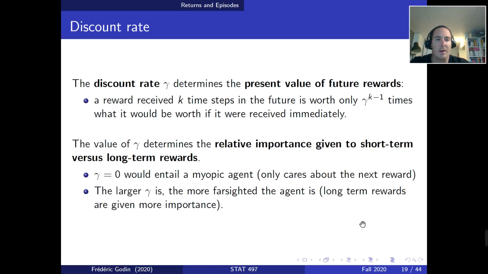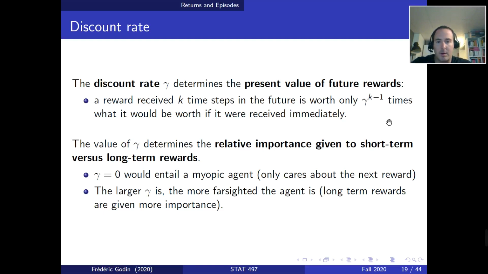Okay, now the discount rate, what should it be in practice? That's a good question. So let's recall that the discount rate gamma is what determines the value as of right now of a reward obtained in the future. A reward obtained k steps in the future is worth only gamma to the power k minus 1 times what it'd be worth if it was received immediately. Okay?